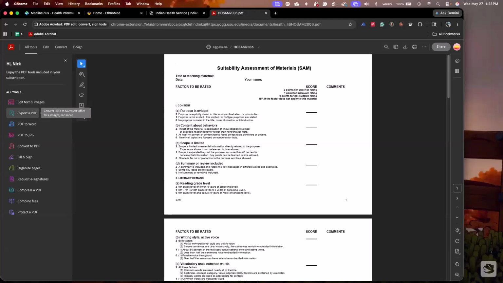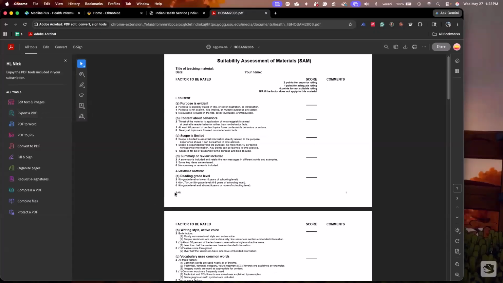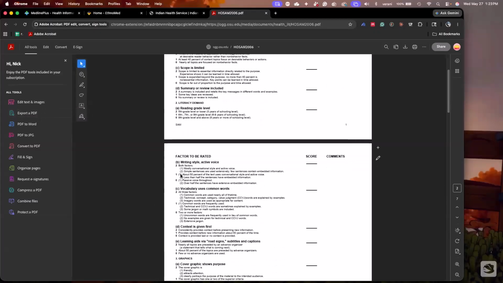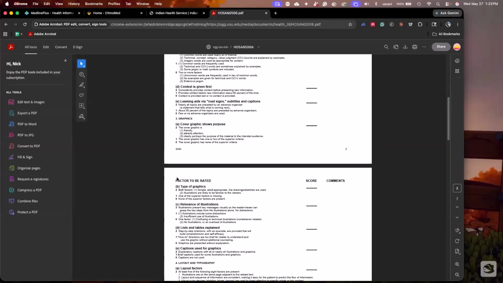And here are some other factors: sentence structure, which we can see down here, as well as appropriateness. Each factor can be scored as superior, adequate, or not suitable. So SAM lists scoring criteria appropriately.